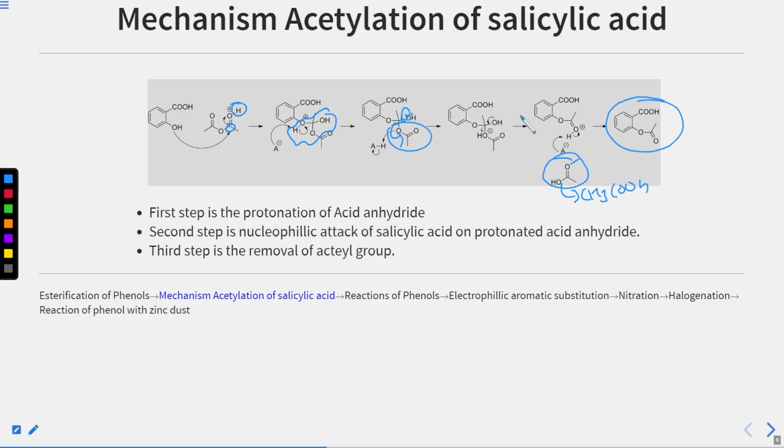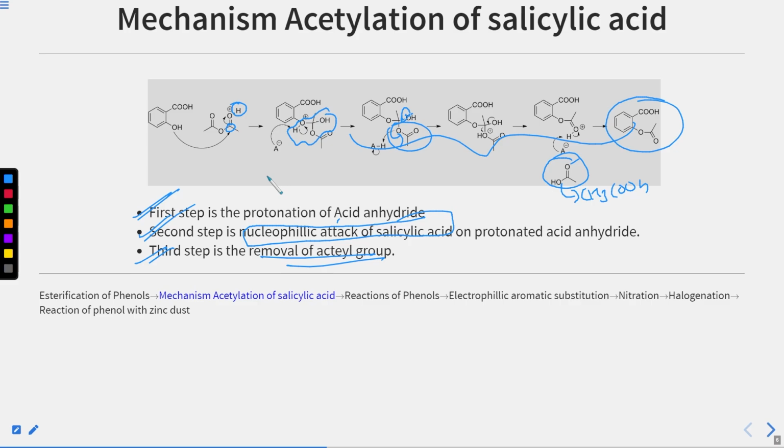If you concise this mechanism, first the protonation occurs, second is the nucleophilic attack on this protonated acetic anhydride, and third step is the removal of acetyl group. I have summarized all these steps as the removal of acetyl group. The most important step would be the nucleophilic attack of salicylic acid, by the OH group of the phenol. Clear? Now this is the acetylation of salicylic acid. As I mentioned earlier, the product formed is called aspirin, and it has wide application in the pharmaceutical industry. It is given during heart attacks.